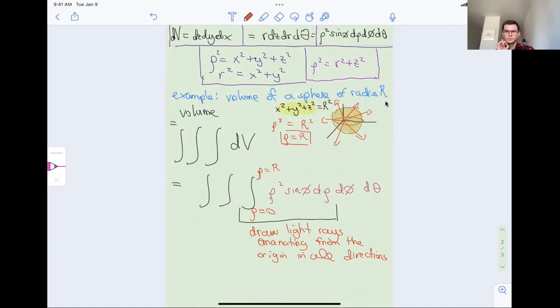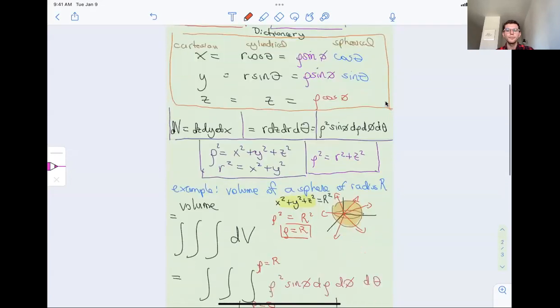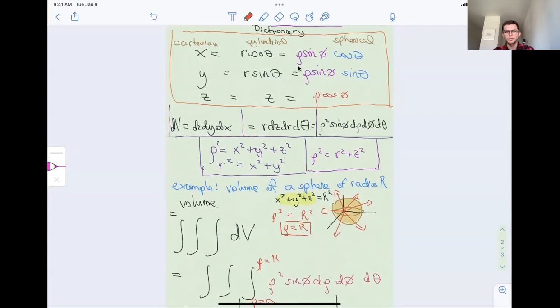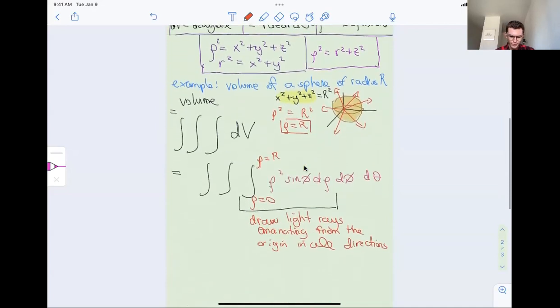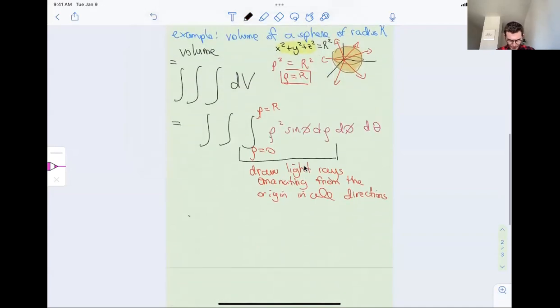So the bounds for rho are from 0 to big R, where R is the radius of this sphere. How come it's not rho equals the square root of x squared plus y squared plus z squared, but in spherical coordinate format? Why isn't it rho equals the square root of rho sine phi cosine theta squared plus... You mean you can replace x with rho sine phi cosine theta, squared, and so on? Yep. You can do that, but that would be the full equation for rho equals R.